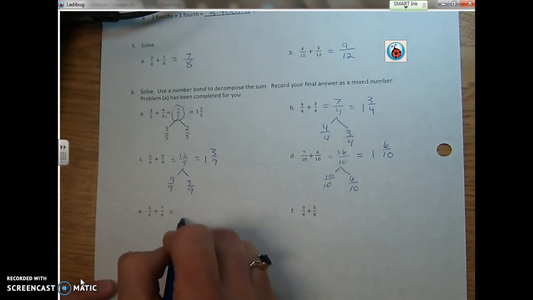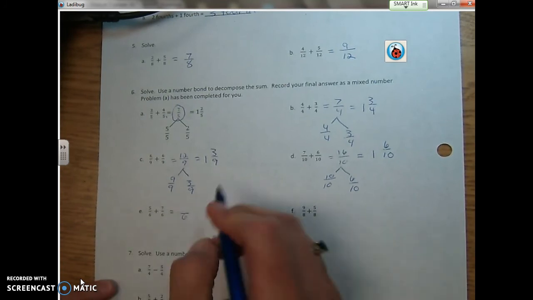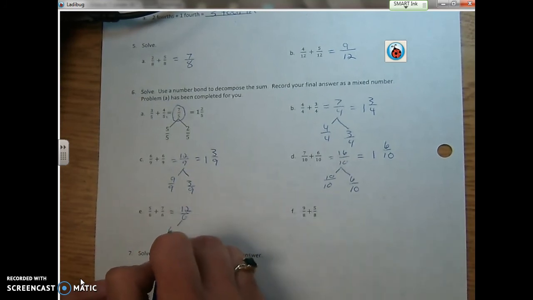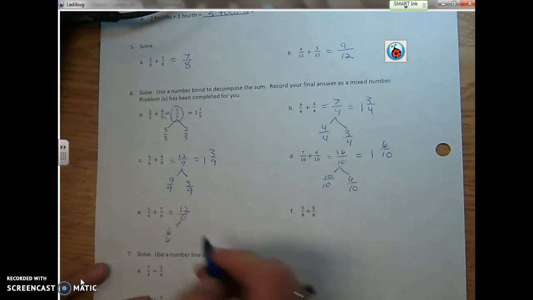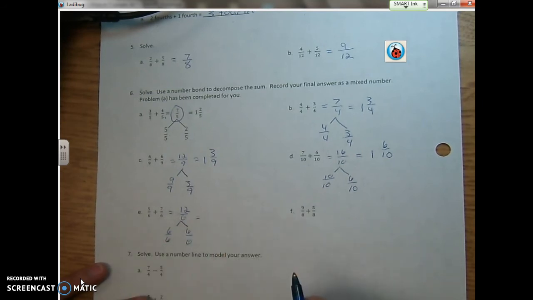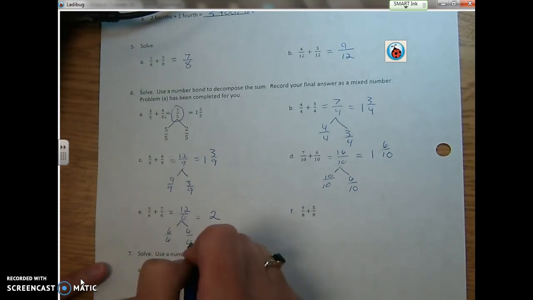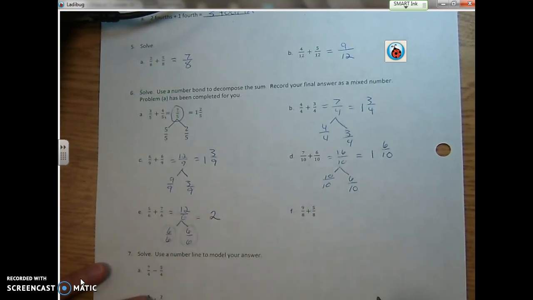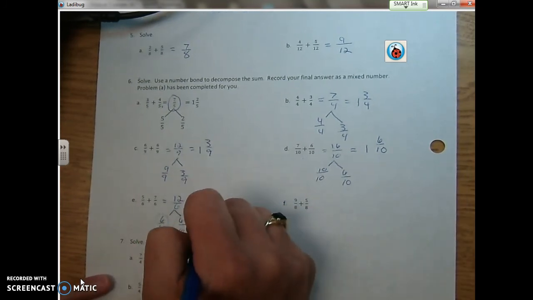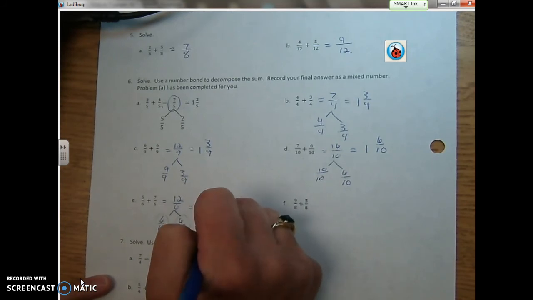Here we're in sixths. 5 plus 7 is 12. Pull out 6/6. And what do we have left? We have another 6/6 left. That's actually equal to 2. So this is a whole 1, this is a whole 1. That's equal to 2. You could write 1 and 6/6, but 6/6 is equal to 1, so 1 plus 1 is 2.